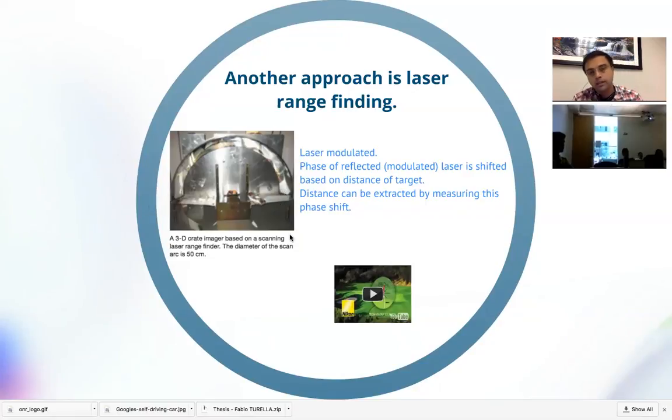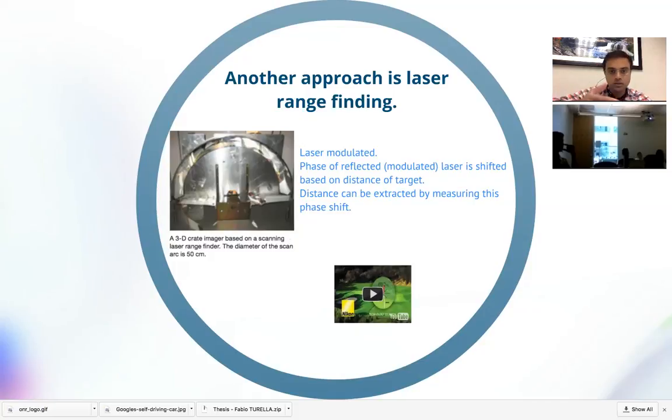Now, how does a rangefinder work? It works in a relatively simple way to understand. It's a laser, and the laser is modulated. What that means is that you basically send a sinusoidal signal to the laser. So the laser goes high intensity, low intensity, high intensity, low intensity, at very, very high frequency. The light that is reflected back from a target is also modulated, but the phase of the modulation is slightly shifted depending upon how far away the target is.